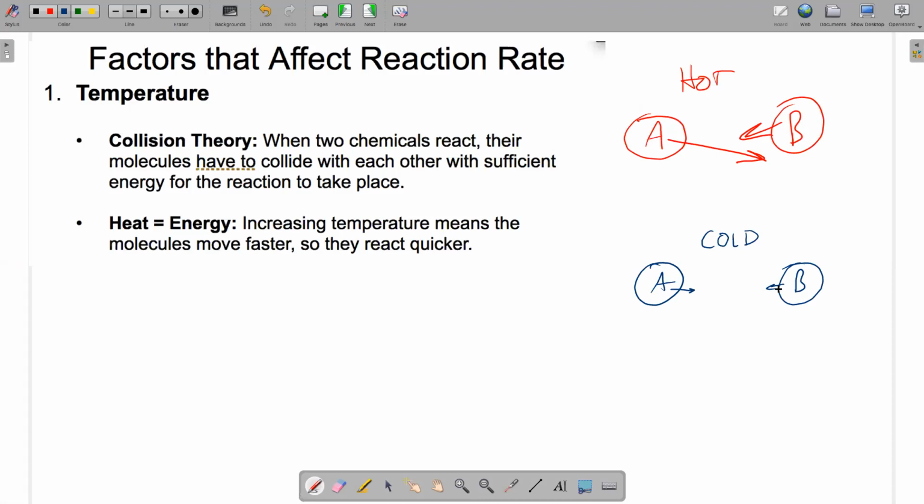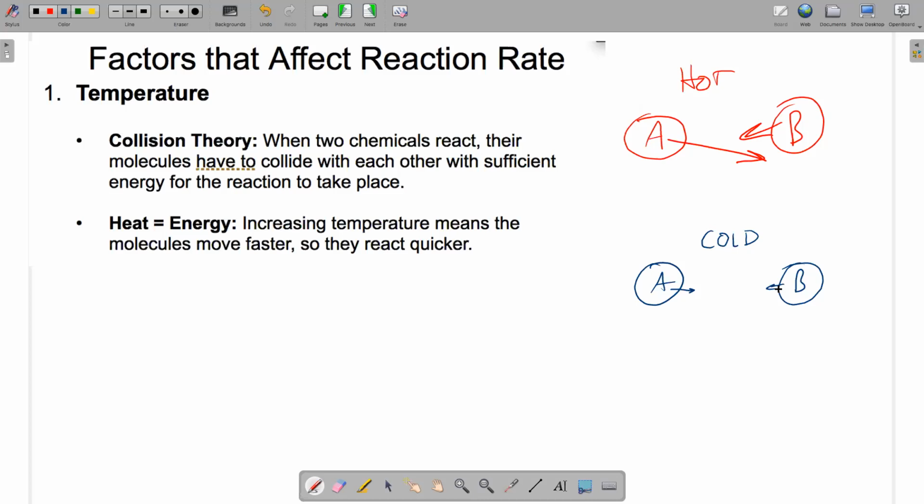The other reason why the rate of reaction increases with temperature is that in order to make some reactions happen, you have to get it to a certain temperature. Like paper will react with oxygen and burn, but it doesn't do that at room temperature. If it's sitting at room temperature, it's not going to burn. There's a minimum temperature necessary to make the paper burn.